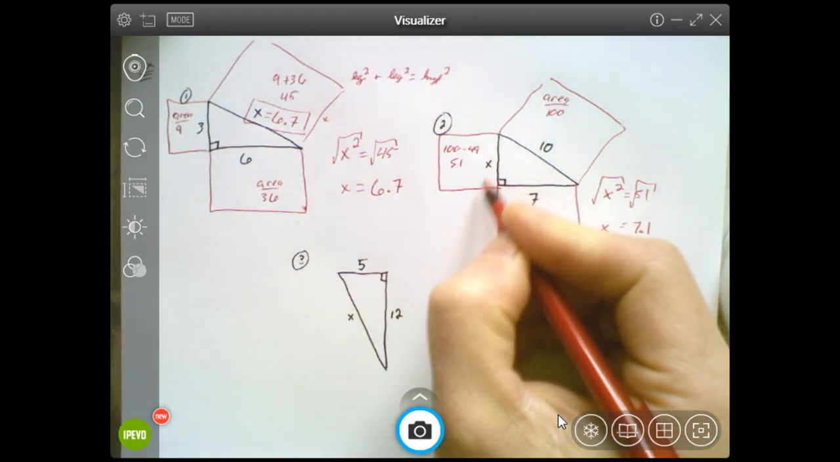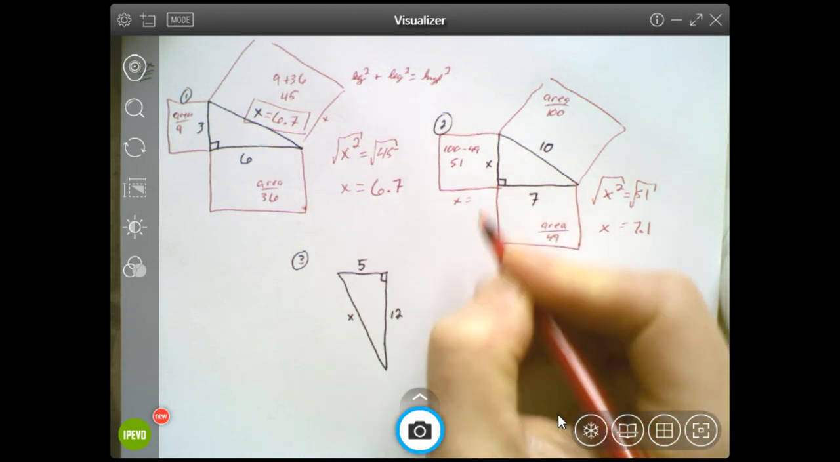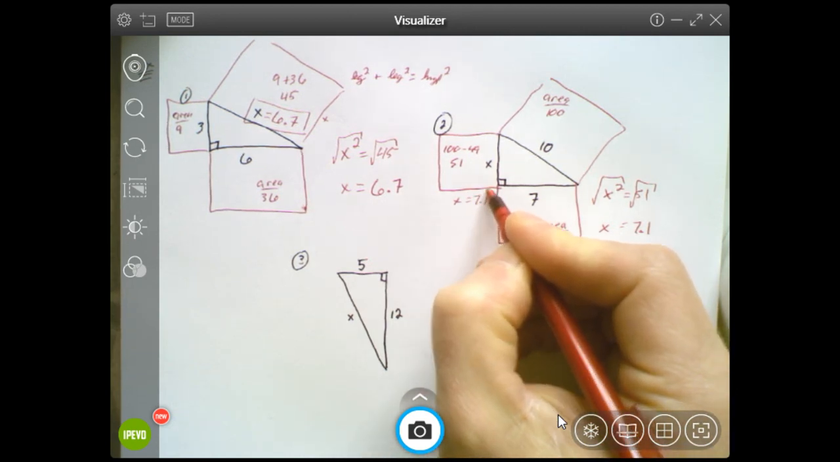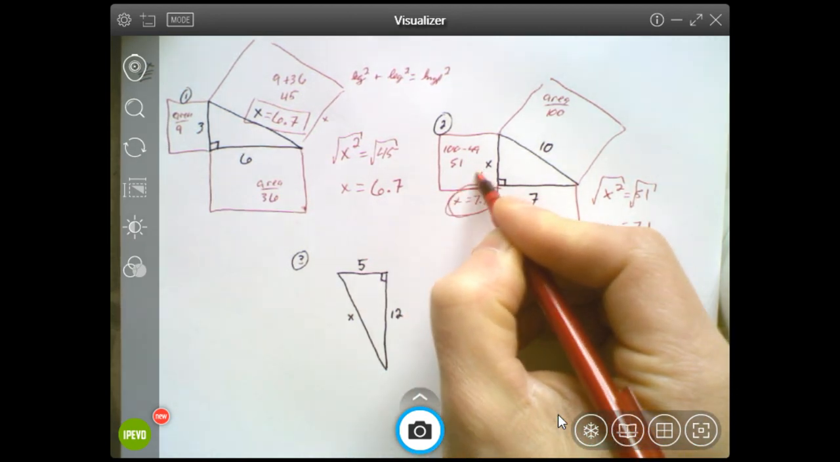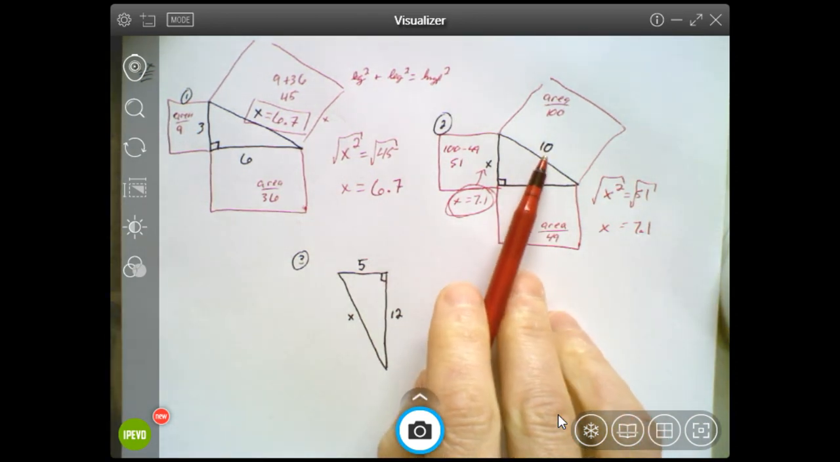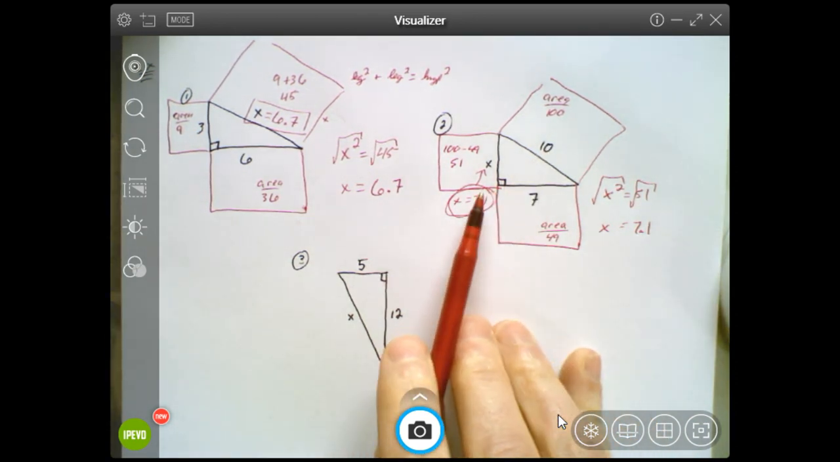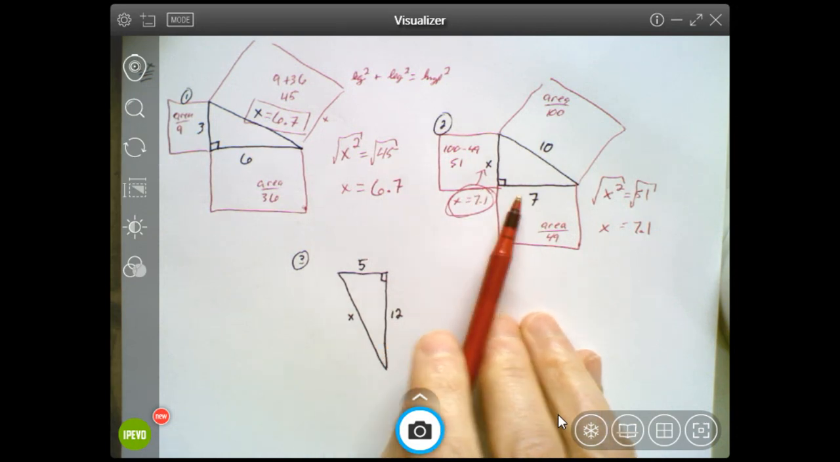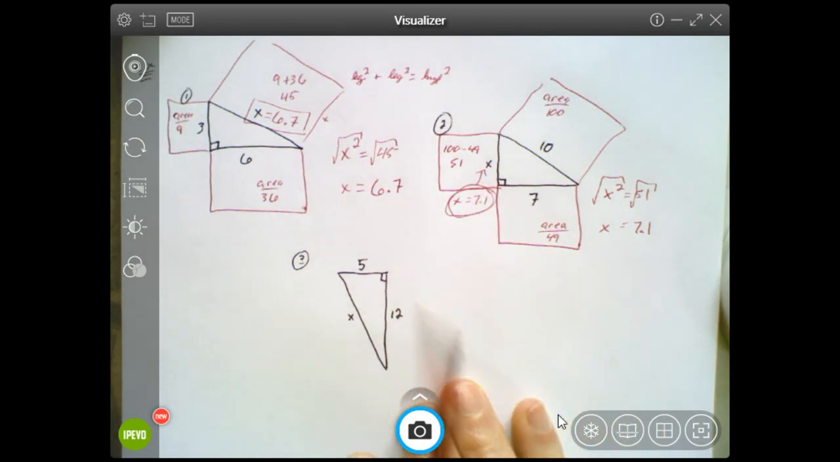So here, what is x equals? X equals 7.1. That's what that missing side length is. And again, if you check the reasonableness, it was supposed to be smaller than 10, and it is. So everything checks out there.